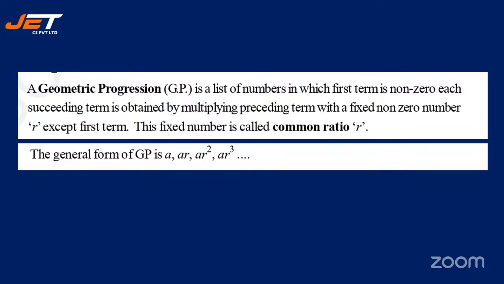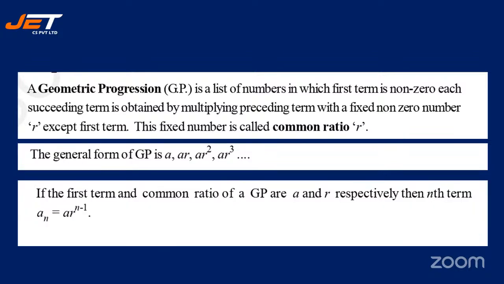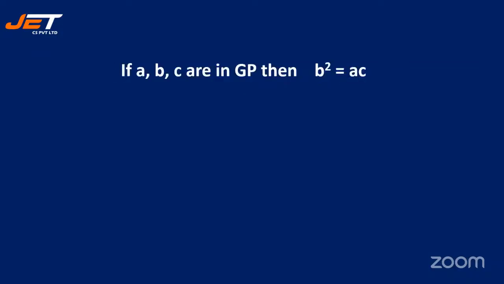What is the general form of a GP? It is nothing but a, where a is the first term. In arithmetic progression you added the common difference, but in geometric progression you multiply. So it is a, ar, ar squared, ar cubed, ar to the power 4, and so on. If the first term and the common ratio of a geometric progression are a and r respectively, then the nth term would be an equals ar to the power n minus 1.